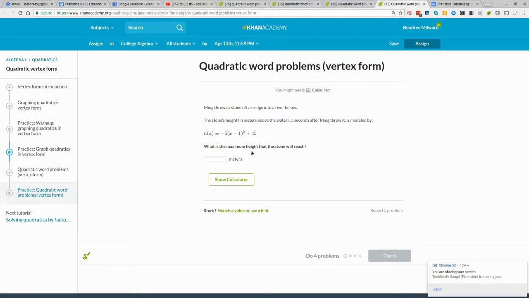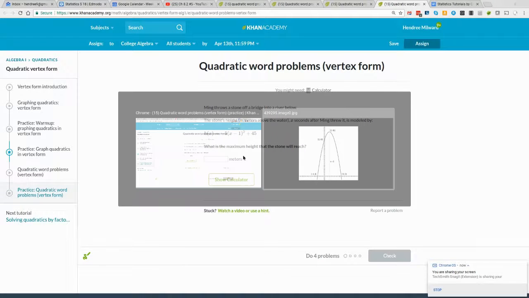What would it sound like if they wanted the x-coordinate? They might say, how many seconds after Ming threw it did the stone reach its maximum height? It's still talking about a maximum, but it wants to know how many seconds after the person threw it that it would reach the maximum height. So the first and most important thing is to know what you're looking for on each of these problems, and they'll switch it up.